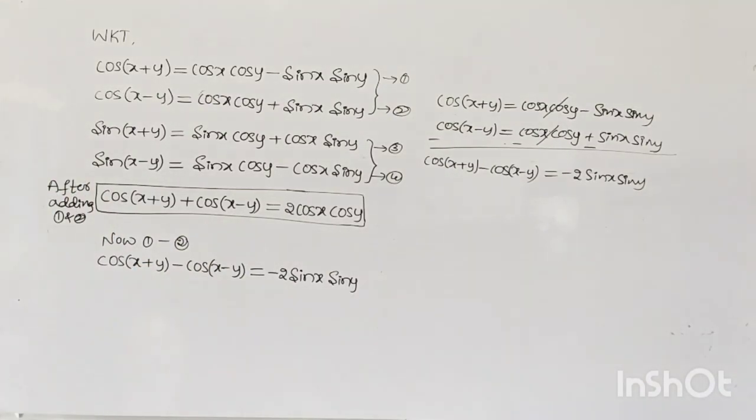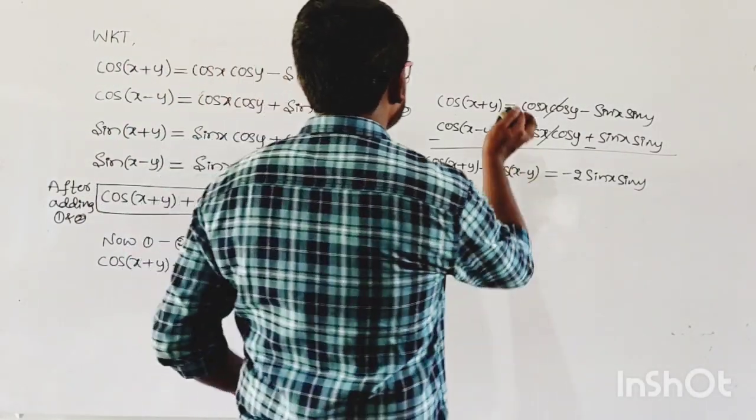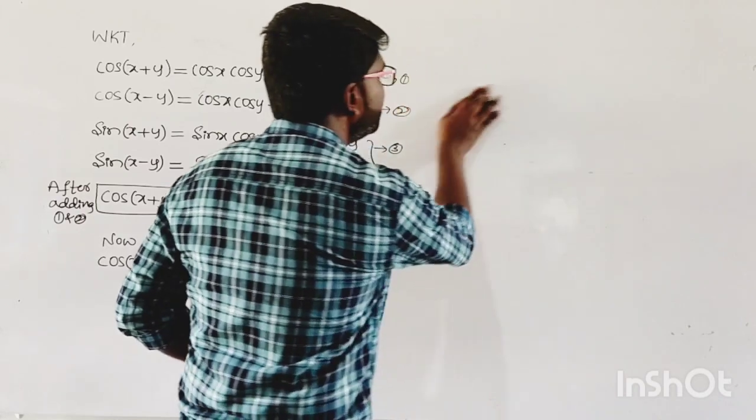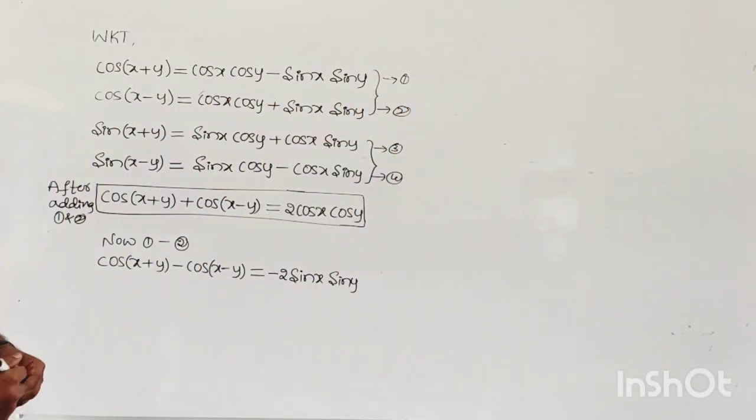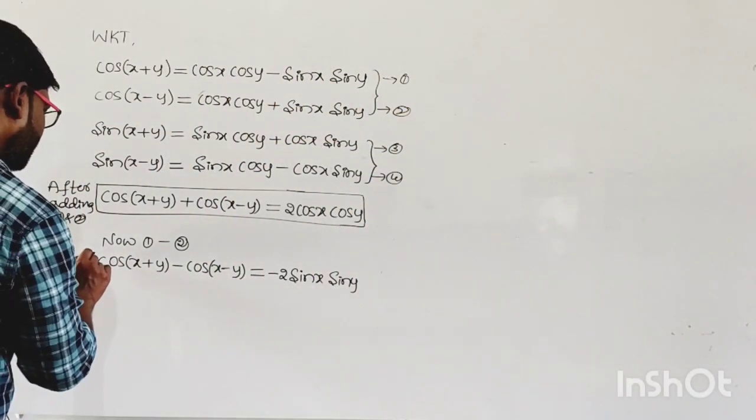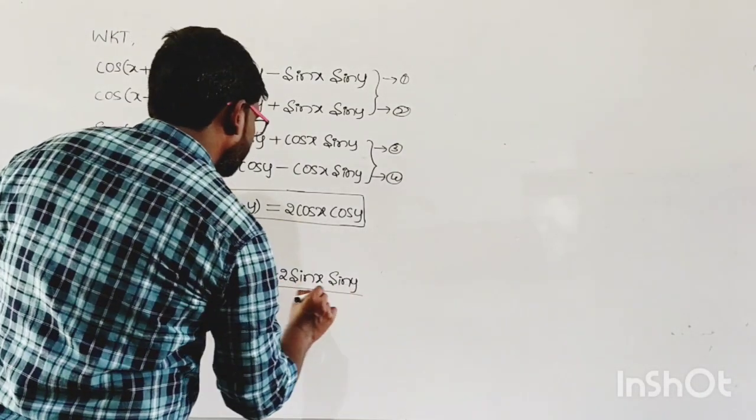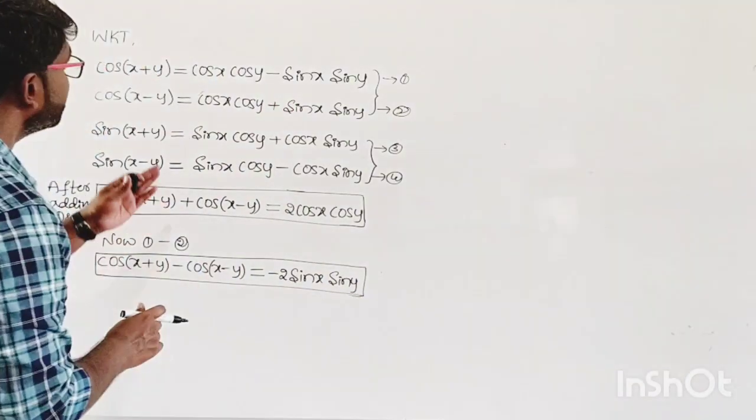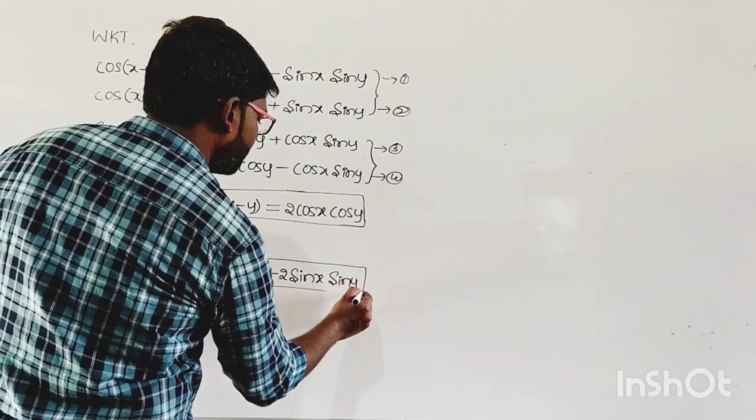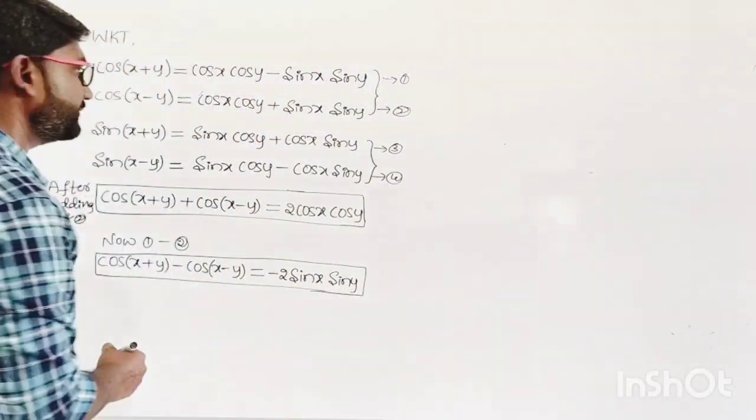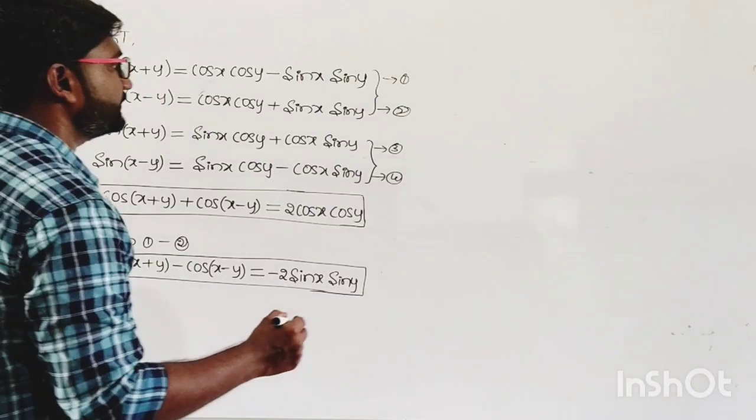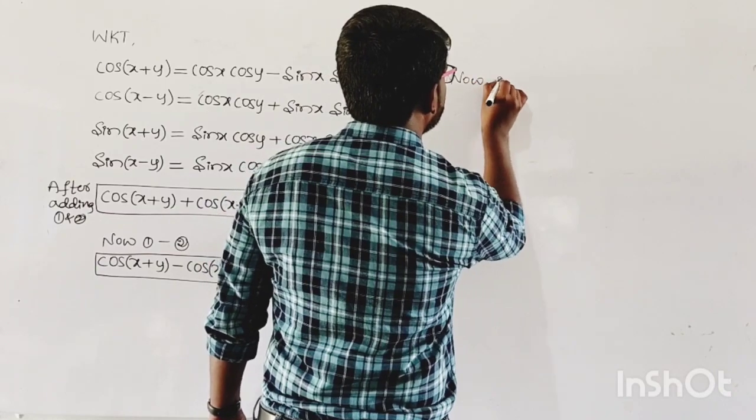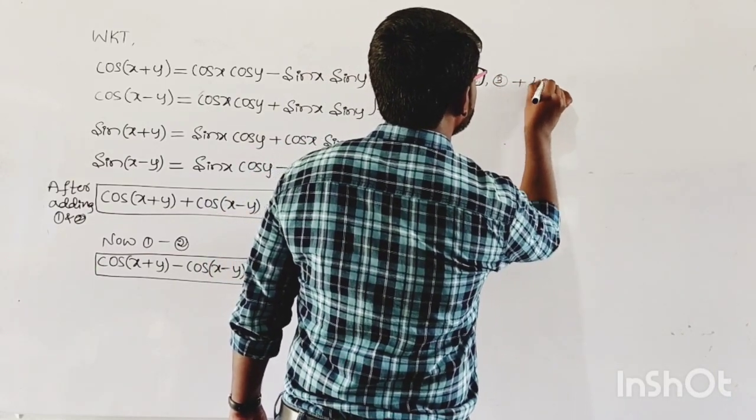Next we have to add the equations 3 and 4. Adding 3 and 4, we get another set of formulas. So this is the second standard result in this particular set. Now I'll be going for equation 3 plus equation 4.